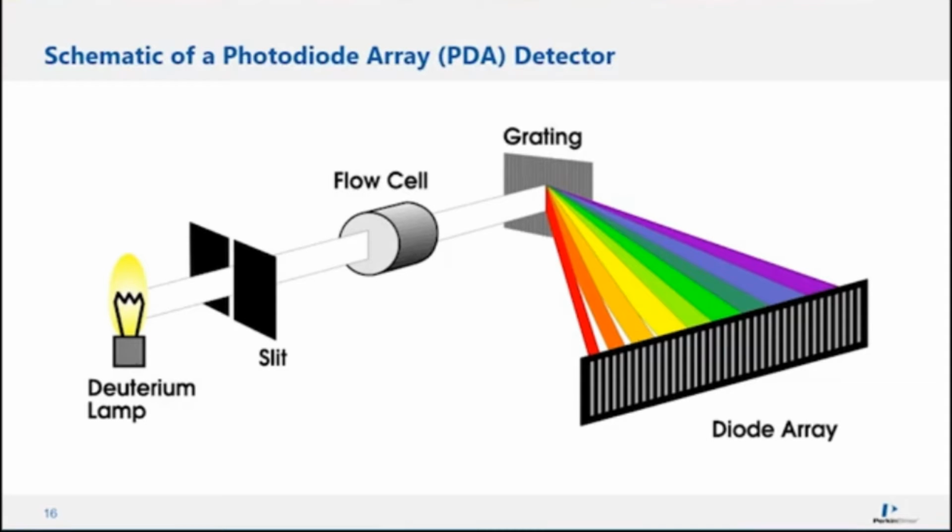The cell, in this case, is right after the entrance slit, and all the wavelengths of light from the source go through the sample. After going through the sample, the light then strikes the grating, refracting and then hitting an array of photodiodes. This results in a full spectrum being acquired at each time point that the data is acquired.